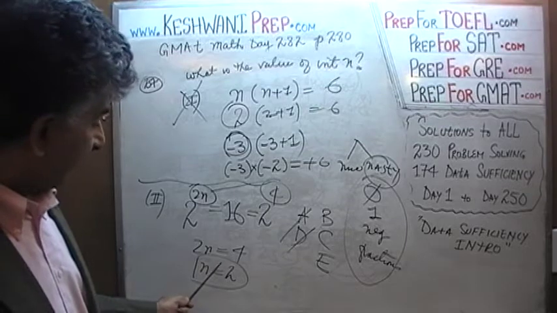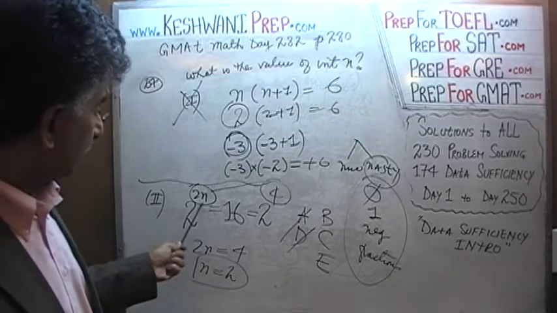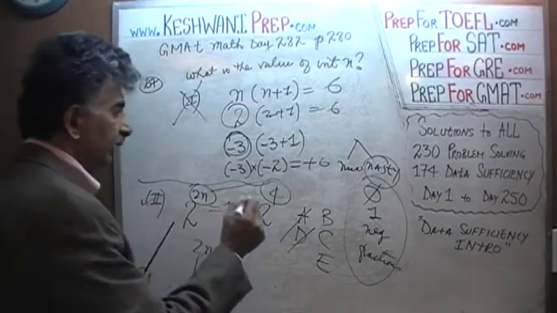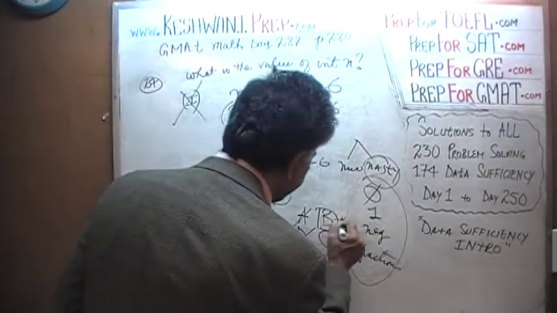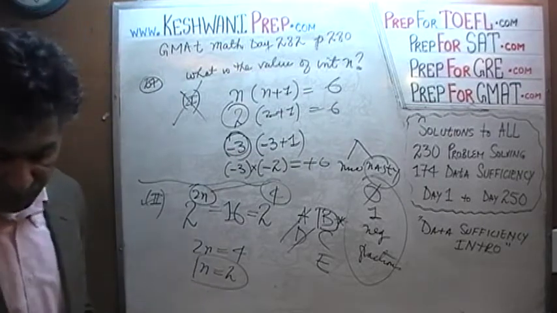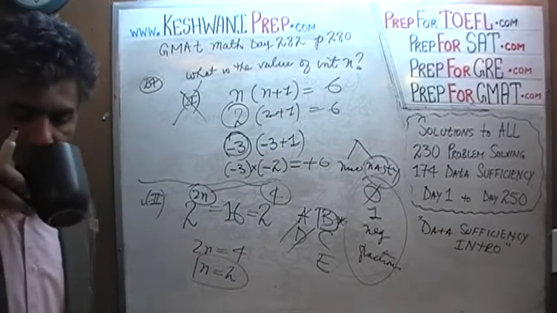We know for a fact that n would have to be 2. That's the only value of n that would work here. 2 raised to 4 equals 16. The second statement does the job. The answer is B. Let's go on to the last problem, number 68.